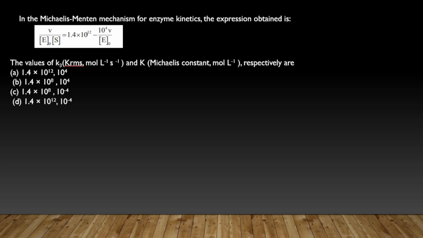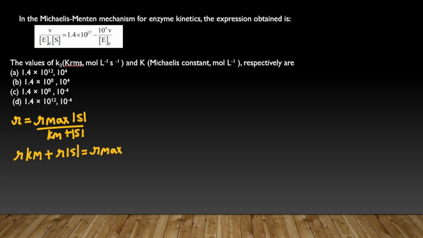So this K3 and the Km value you basically have to find out. For the enzyme catalyzed reaction, we know that the rate R is equal to R max into S upon Km plus S. On cross multiplication, R into Km plus R into the substrate S is equal to R max into S. Now R max we know is equal to K2 into E naught, so E naught K2 S is equal to R Km plus R into the substrate S.